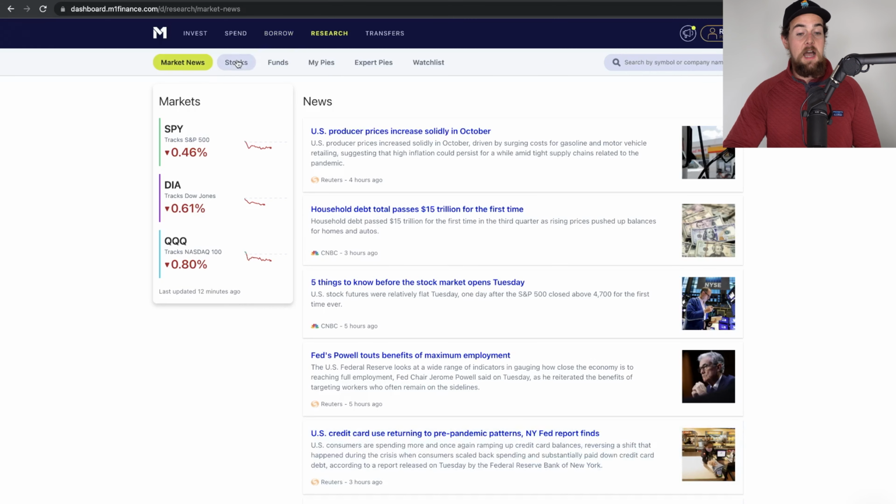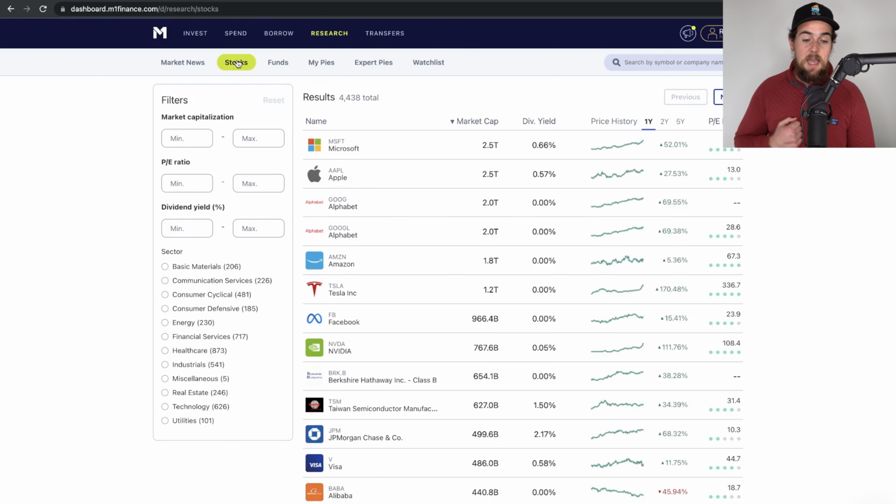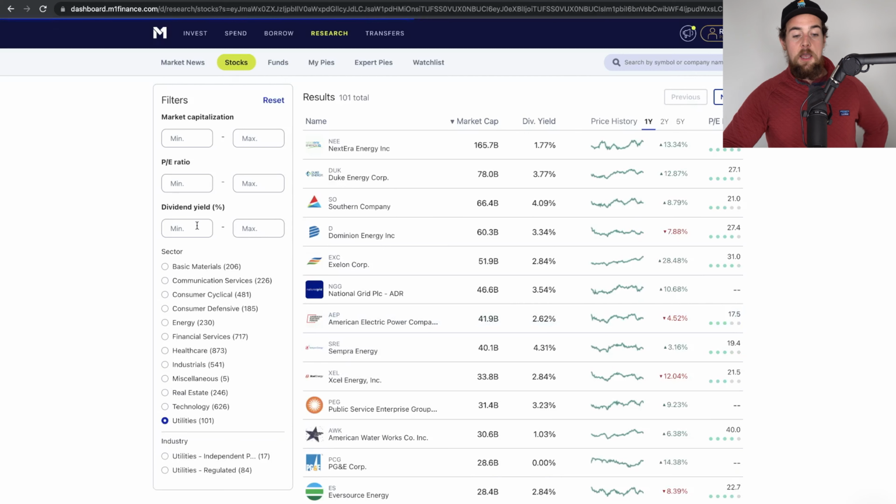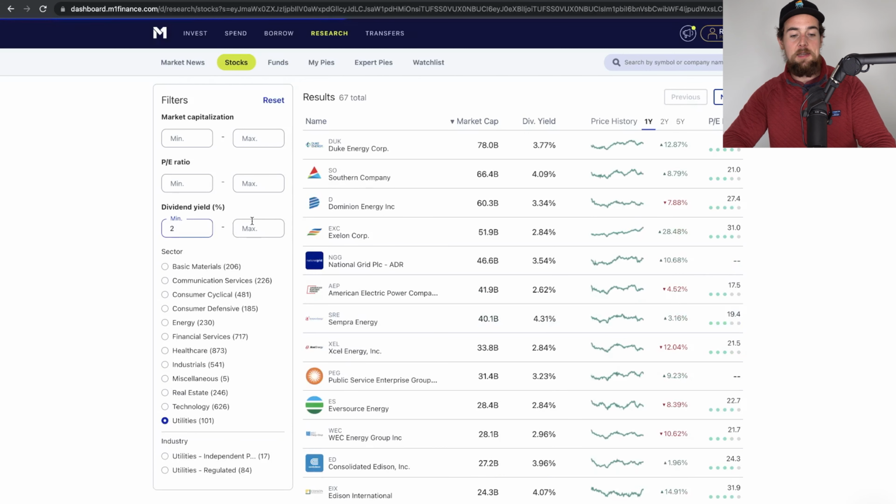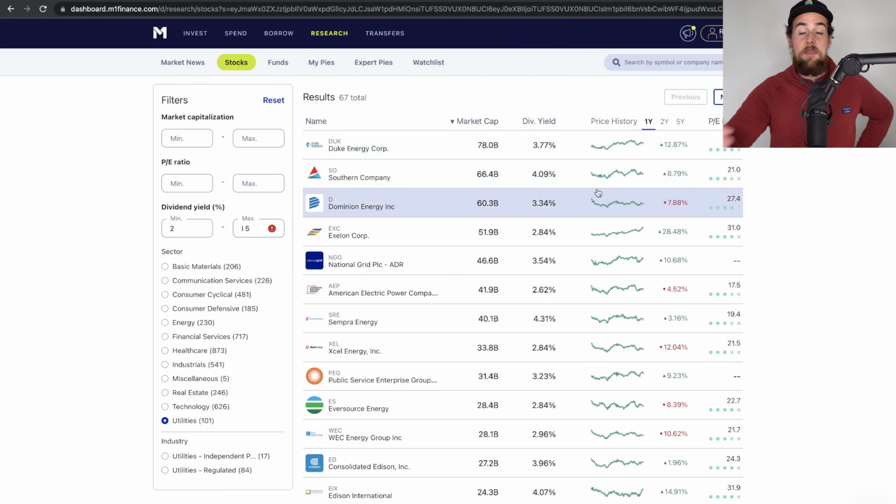After that, you can click on stocks to enter the stock screener section. And honestly, for a free tool, I find this to be pretty awesome. You can set minimum or maximum market cap, PE ratio, dividend yield, and even choose sectors that you're looking to invest in. So for example, let's say I was looking for a utility stock with a minimum dividend yield of 2% and a maximum of 5%. That is going to show me exactly those right here. There's 67 total, and then I could do individual research on these.